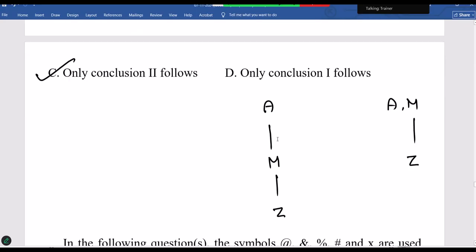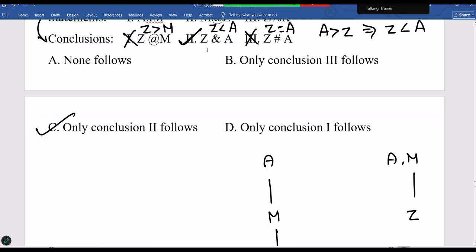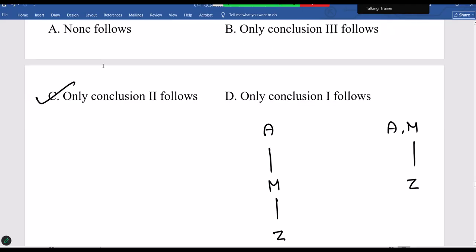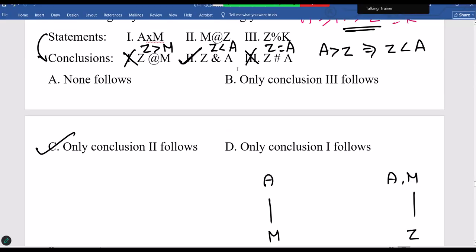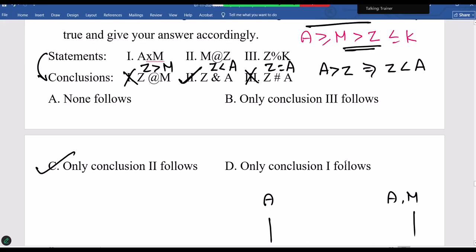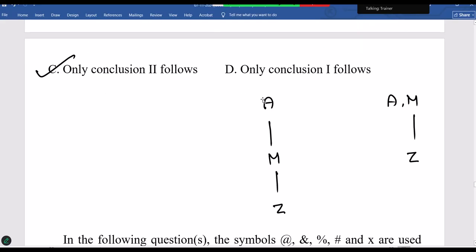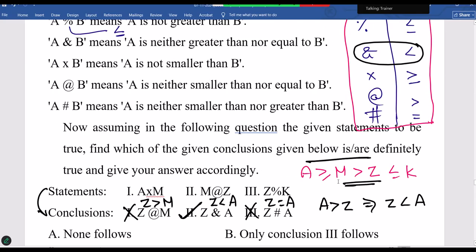Next, they gave Z related to K. There is no conclusion related to K, so it's a waste of time. Now, first conclusion, Z greater than M. In the diagram Z is less than M, so Z greater than M is wrong. Next, Z less than A. Here also Z is less than A. True only. Z equal to A? No, Z equal to A is not possible. Remove. That's how simple the question is.